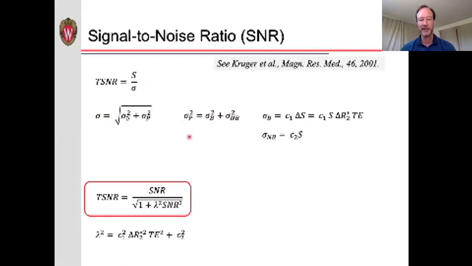If you put all of this together, you can rewrite this: the temporal signal-to-noise ratio is equal to the signal-to-noise ratio divided by the square root of 1 plus lambda squared times signal-to-noise ratio squared. So if this factor here is much less than 1, then essentially we have that temporal SNR is directly proportional to SNR. This is the thermal noise regime. On the other hand, if the signal-to-noise ratio is very large, then this becomes much larger than 1, and what this reduces to is that the TSNR is just equal to a constant.